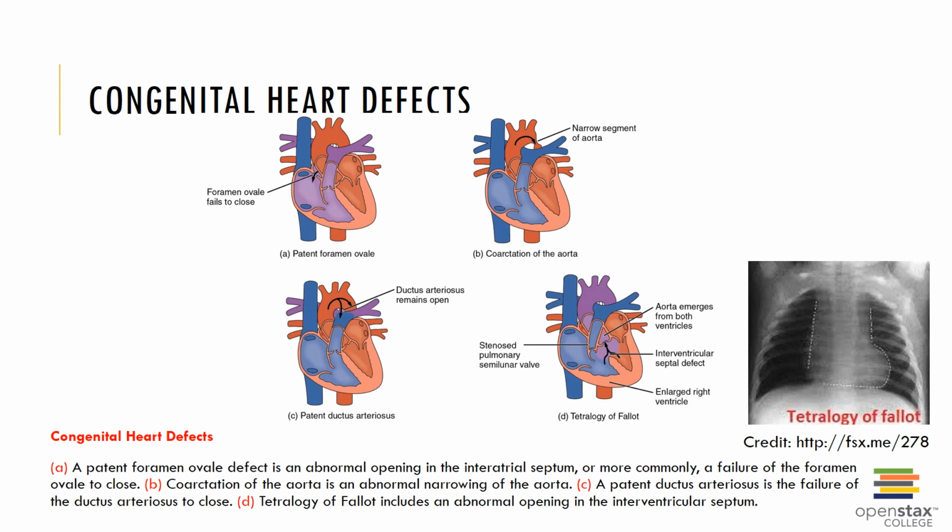Congenital heart defects are shown here. You can see a foramen ovale defect is an abnormal opening in the interatrial septum, more commonly a failure of the foramen ovale to close. There are also other congenital heart defects demonstrated in the figure, such as a patent ductus arteriosus, tetralogy of Fallot, which includes an abnormal opening in the interventricular septum.